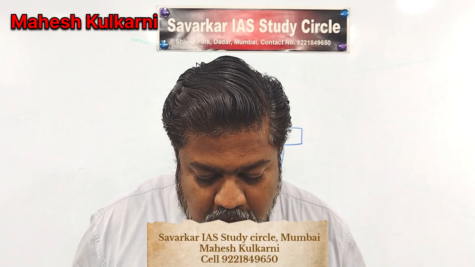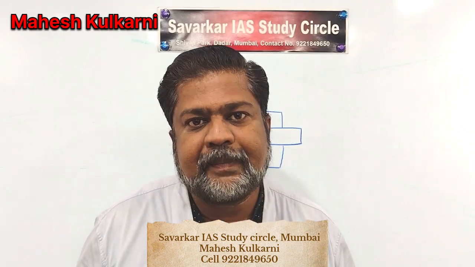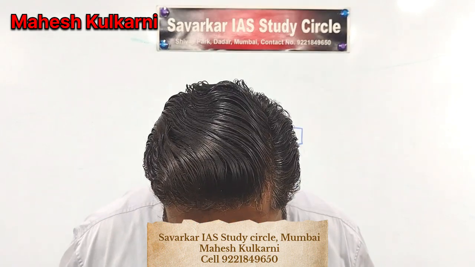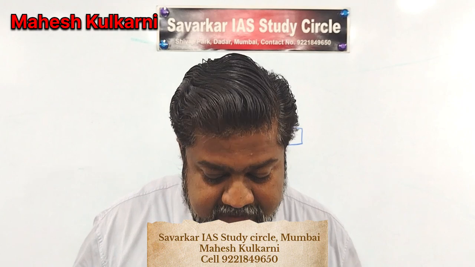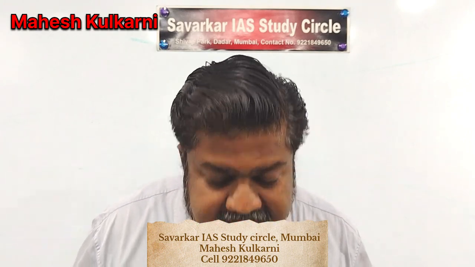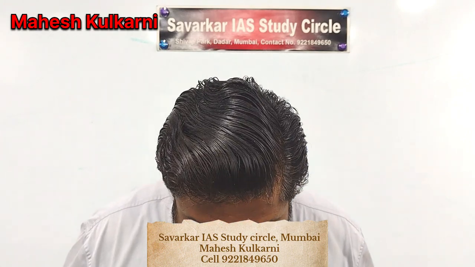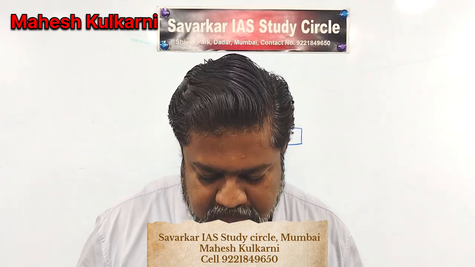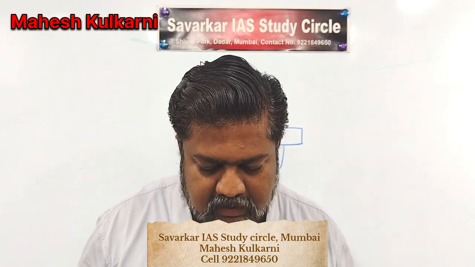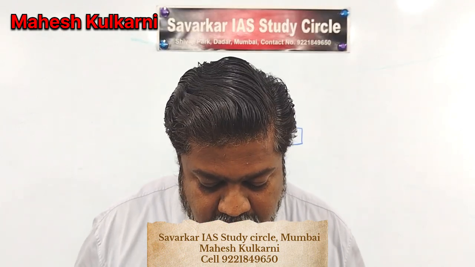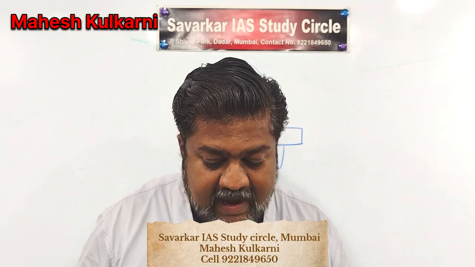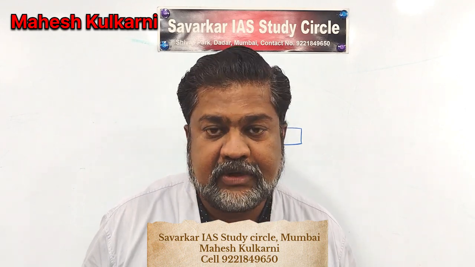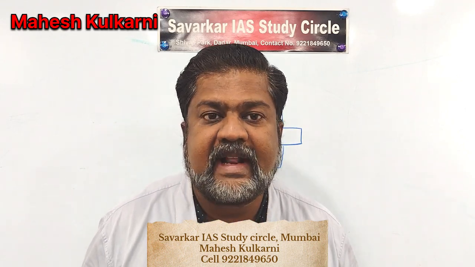Then, provision of independent bodies. For example, the Election Commission is an independent body. Its role is to carry out elections for parliament, state legislature, and for the post of President and Vice President. Then the Comptroller and Auditor General of India, that we are saying CAG, which audits the accounts of central and state governments and acts as a guardian of public money. Third, the Public Service Commission, both at the center as well as state level.